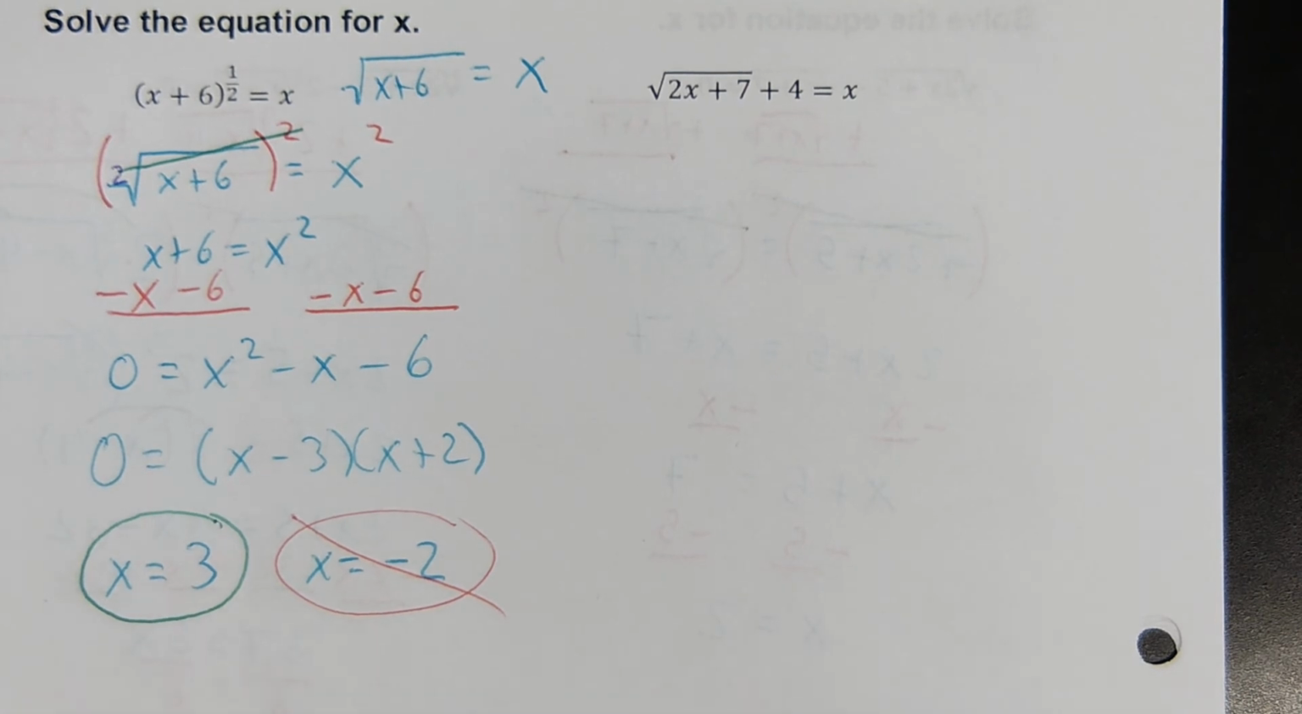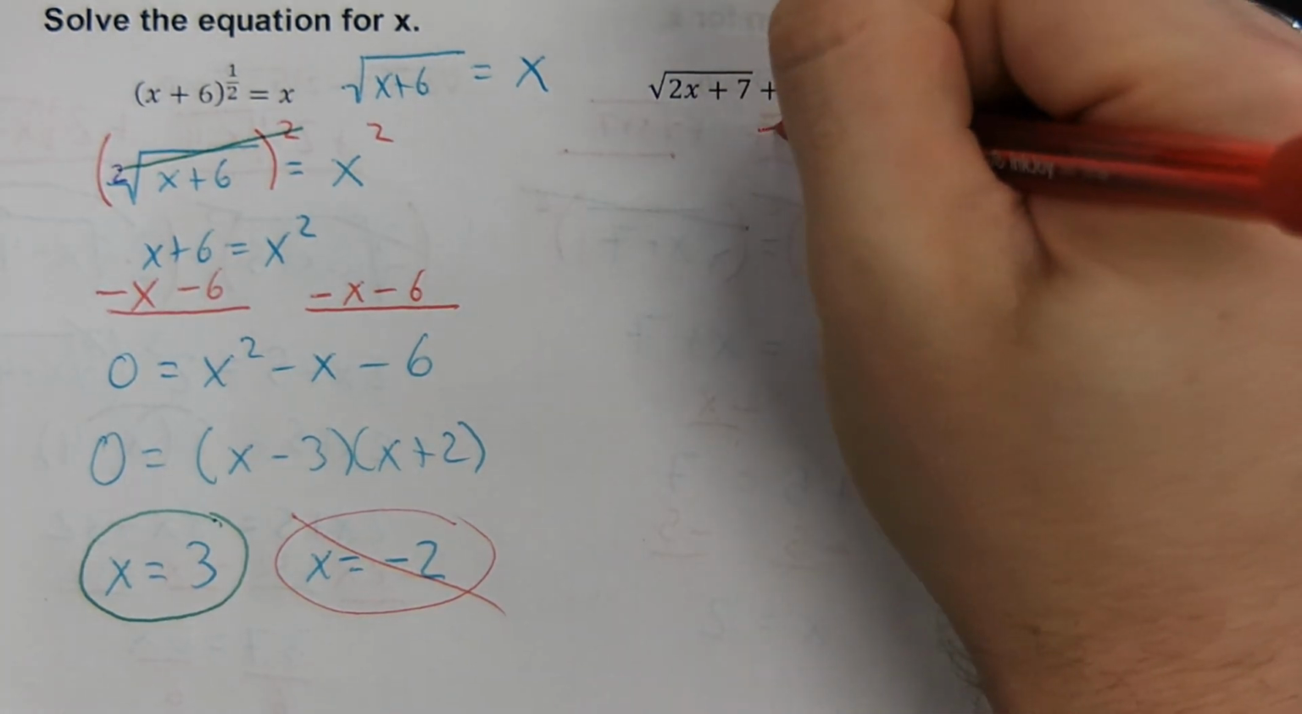What are we going to do first? We're going to subtract the 4. Reason why? We know we want that square root to go away, but you can't cancel a square root symbol until it's the only object on that side of the equal sign. So first thing we're going to do is move that 4 over.